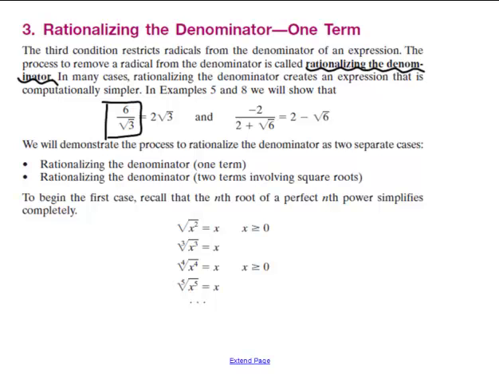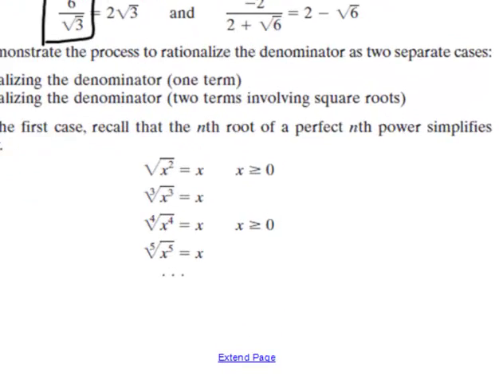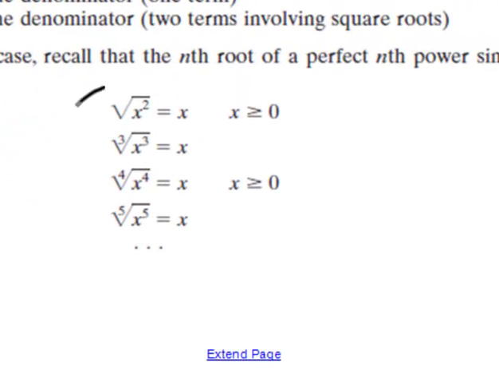Remember, the denominator is the bottom part, and rationalizing means turning it into a number that's not a messy square root. So in order to do that, we need to think back to what we know about square roots, cube roots, and all of that good stuff. So look down here. Remember that if you have the square root of something squared, you just get the thing in the middle. If you take the cube root of something cubed, you just get the thing in the middle. And on and on.